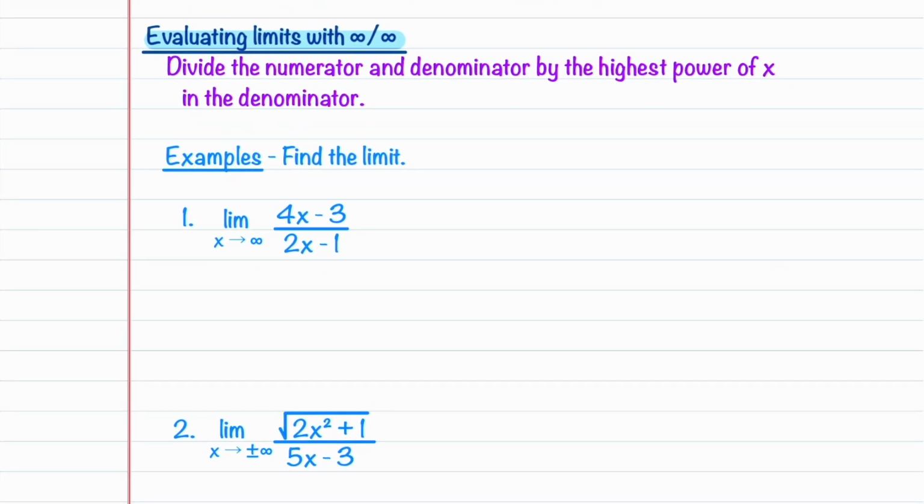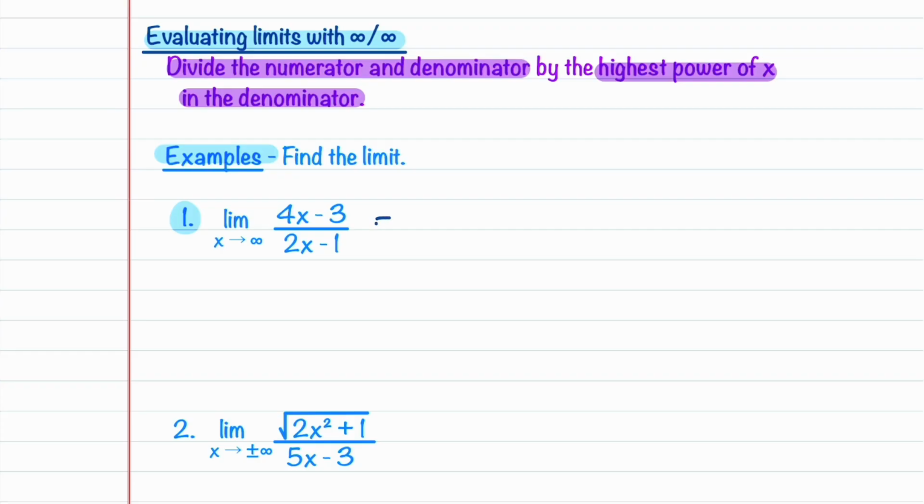When you evaluate a limit that has the form infinity divided by infinity, what you're going to do is divide the numerator and denominator by the highest power of x in the denominator. Let's look at some examples so we can see exactly how this works. In these examples, we're asked to find the limit. In our first example, we're taking the limit of 4x minus 3 divided by 2x minus 1 as x goes to infinity. Whenever you evaluate a limit, the first thing that you want to do is substitute in what your value x is going to.